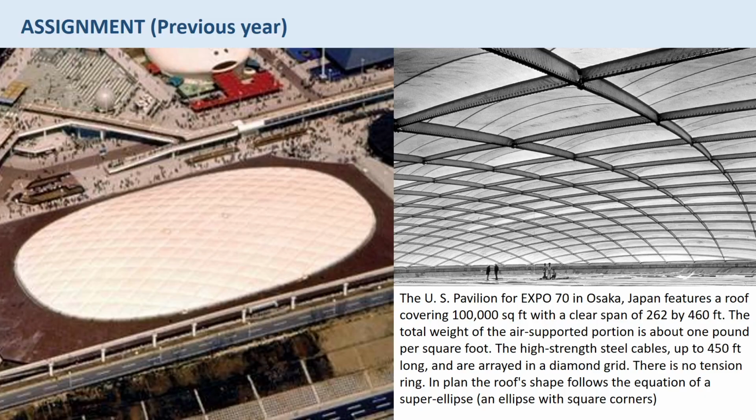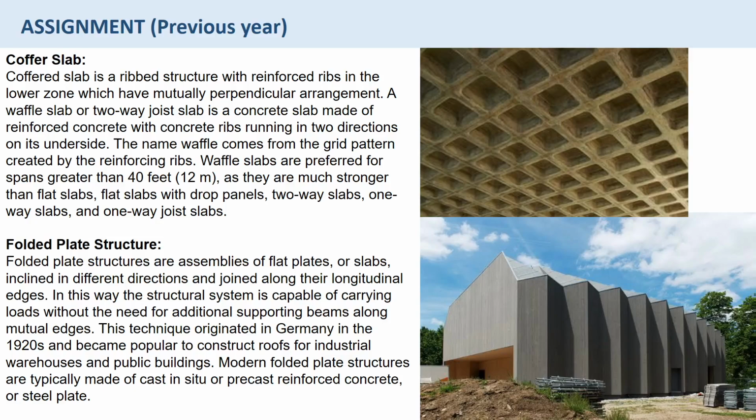It features a roof covering 100,000 square feet with a clear span of 262 by 460 feet. The total weight of the air supported portion is about 1 pound per square feet. The high strength steel cables are up to 450 feet long and are arrayed in a diamond grid. There is no tension ring. In plan, the roof's shape follows the equation of a super ellipse, an ellipse with square corners.